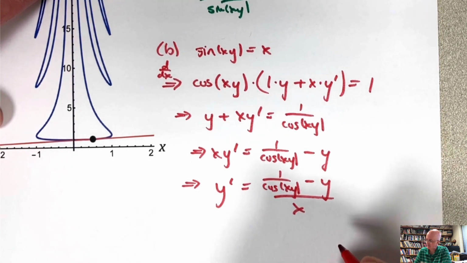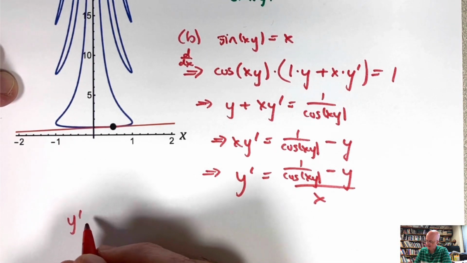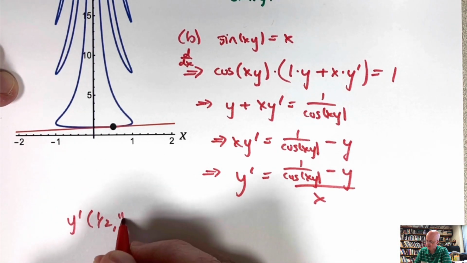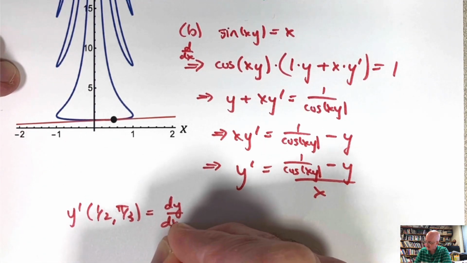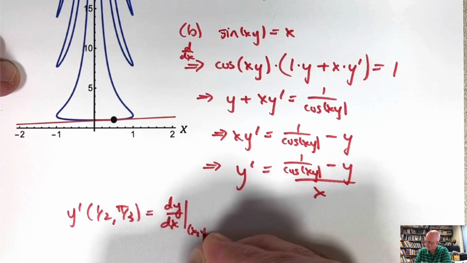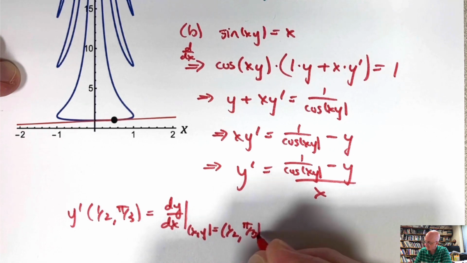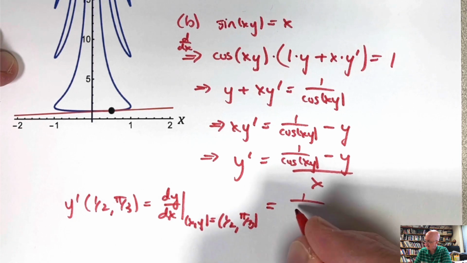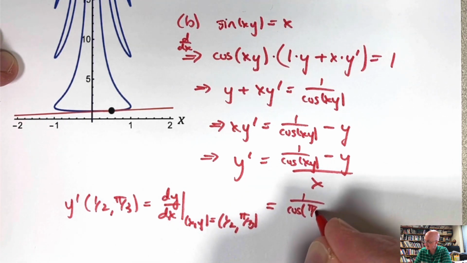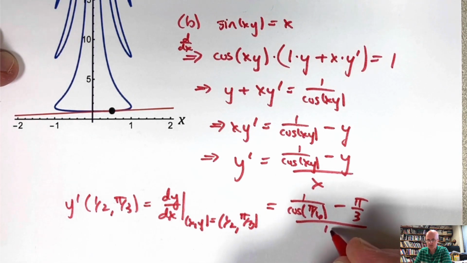Not necessarily worth doing. Now we want to evaluate this at the given point. The given point has coordinates 1/2, pi over 3, so I could use this notation. If I were using Leibniz notation, I could do this. And in this equation here, I will replace every x with a 1/2 and every y with a pi over 3. I'll get 1/2, 1 over cosine of, the product of those two things is pi over 6, minus y, which is pi over 3, all divided by x, which is 1/2.